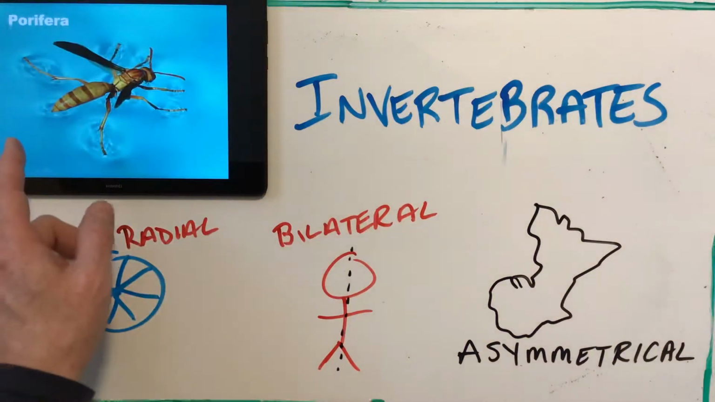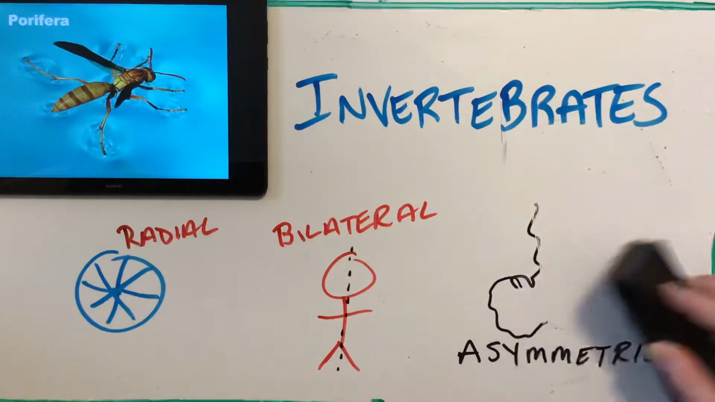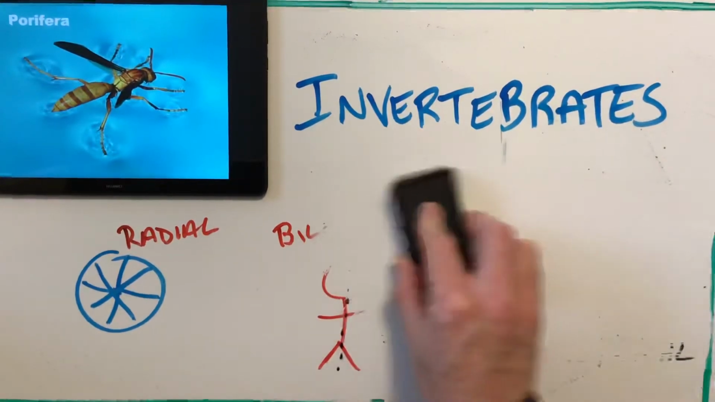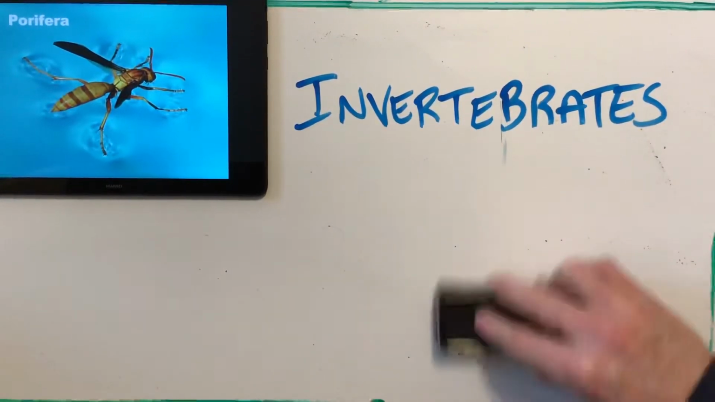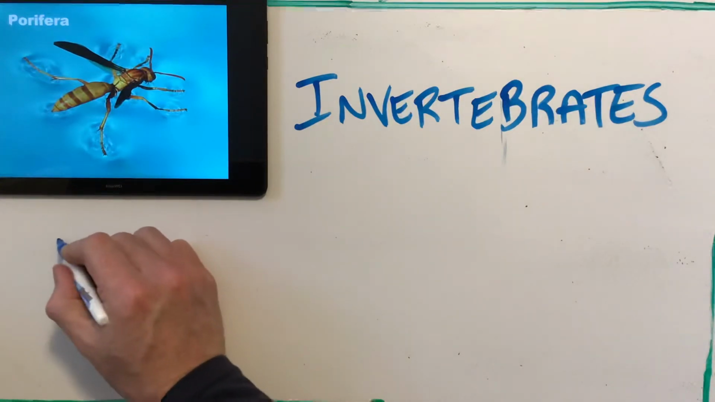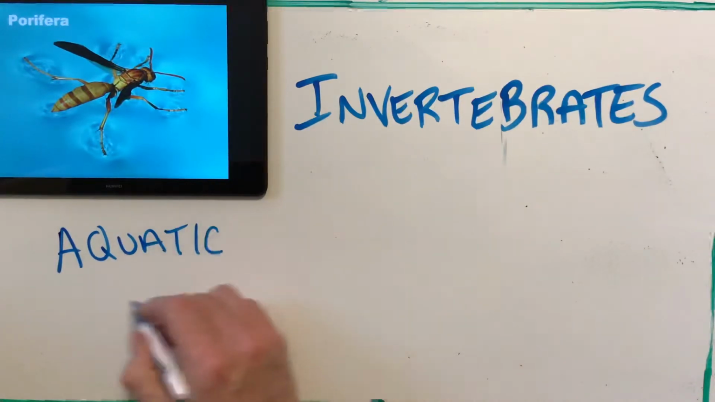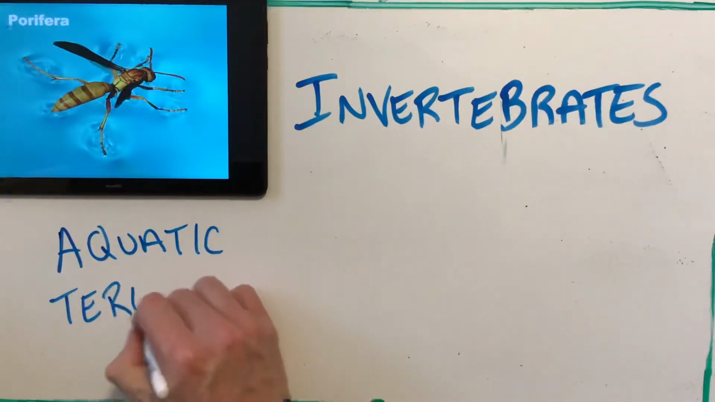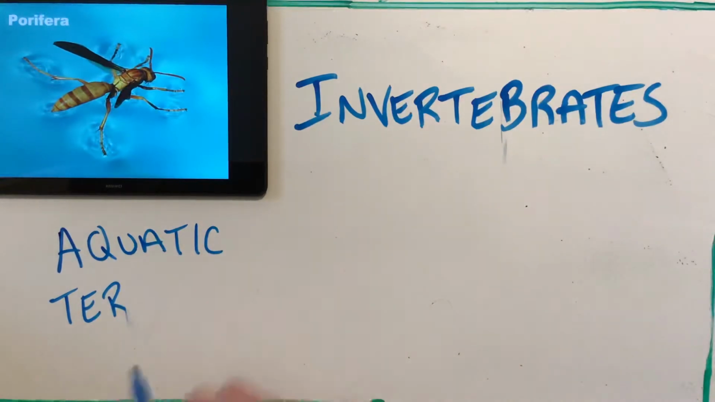One thing I do want to go into before we get into our first group, which are the poriferans, is some other terms that are going to help us. I'll get rid of this because we are going to see them. The first two terms, aquatic versus terrestrial, and I'm spelling terrestrial wrong, so we'll fix that.